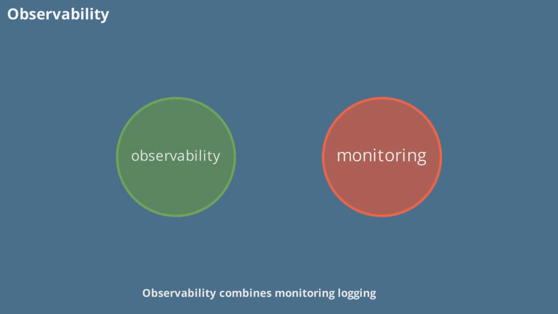Observability combines monitoring, logging, and tracing to provide a complete view of system health. This enables teams to detect, diagnose, and resolve issues quickly. Real-world observability platforms integrate multiple data sources for comprehensive insights.